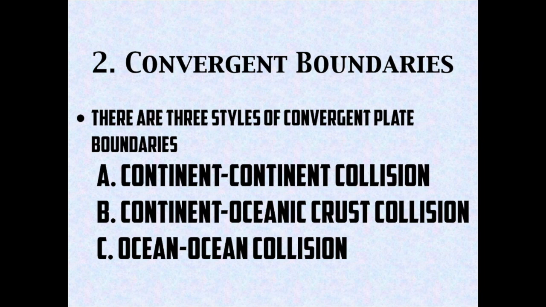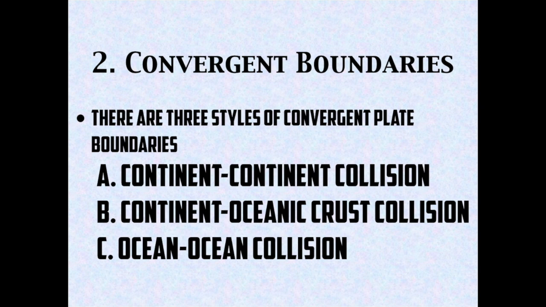With continent to continent, basically it's real easy, it's real basic. You just have one landmass hitting another one, and it's creating large mountains. An example of that would be the Himalayan mountains or the Alps.